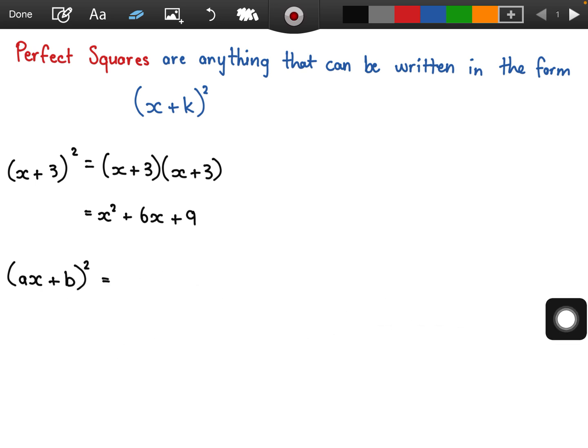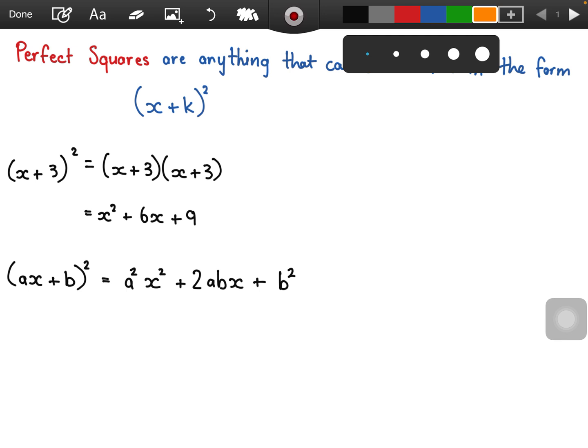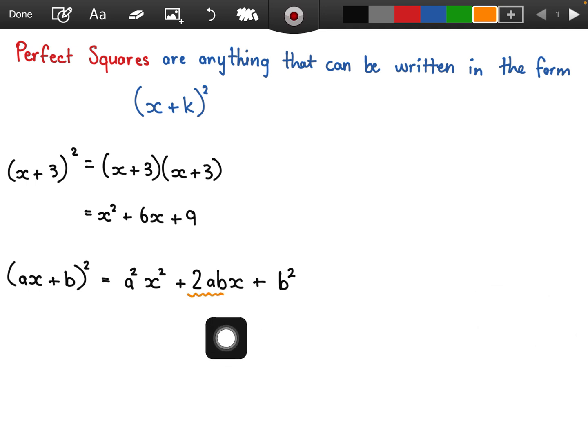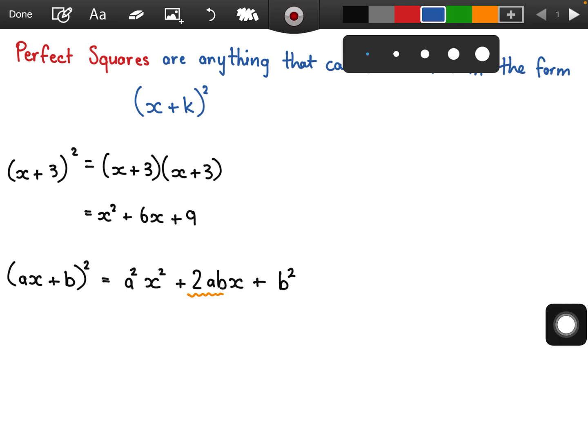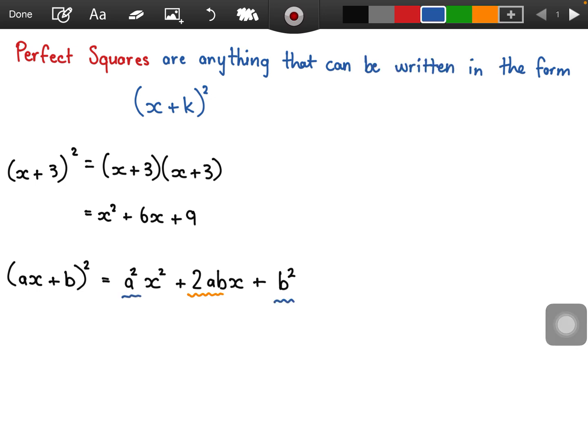Remember, this is the first part squared, so a squared x squared, then the first by the second and double it. So the first by the second gives me abx, and I am doubling that. And then at the very end, my second term is that being squared. Just to clarify, this here is giving us a lot of information, and so are these two numbers.